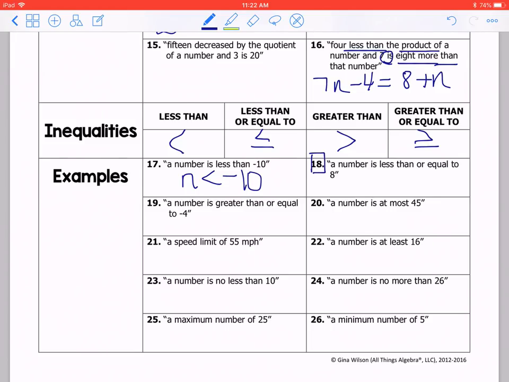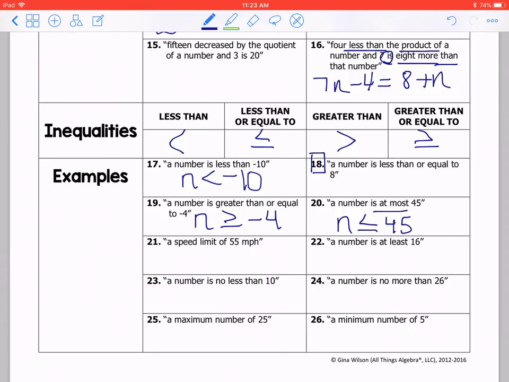18, you try. 19, a number is greater than or equal to 4. There's your number. Choose the greater than or equal to sign, and you'll have 4. Number 20, where it gets a little bit more complicated. Now we have the words at most, which means it can be 45, but it cannot go over it. So you're going to write n. If it can't go over 45, but it can include it, you're going to choose less than or equal to 45.